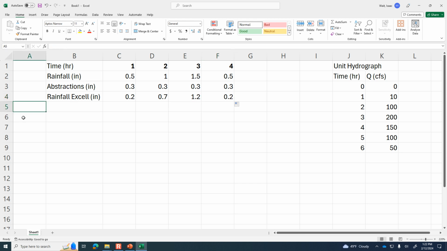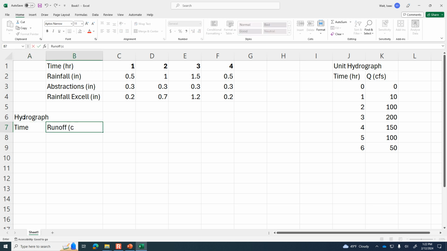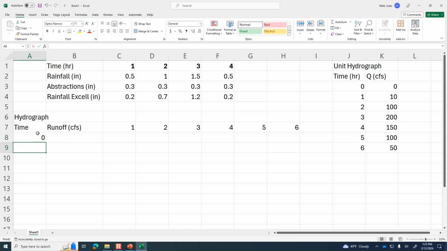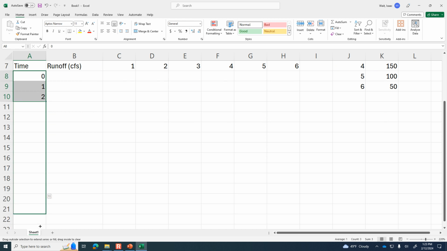All right, so now we're going to make our hydrograph. And it's going to have time and runoff. And this is going to be CFS. Okay. And to the right of that, I'm going to have our first hour, our second hour, third hour, fourth hour, fifth hour, sixth hour. And you'll see why in just a moment, because the total hydrograph is going to be the sum of many different hydrographs together. And so here the time goes from 0 to 1 to 2. It's going to, let's say, take it down through 29 hours.